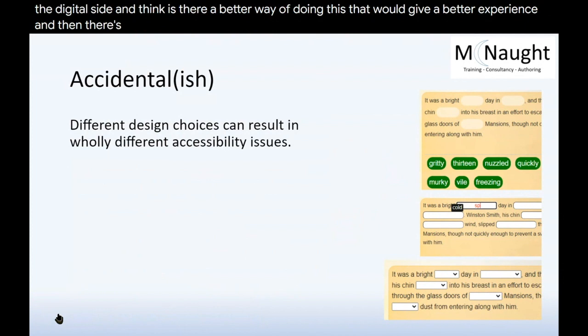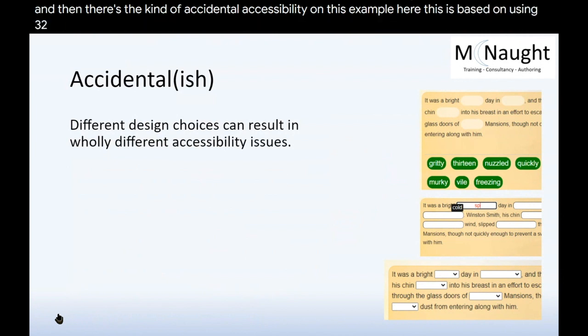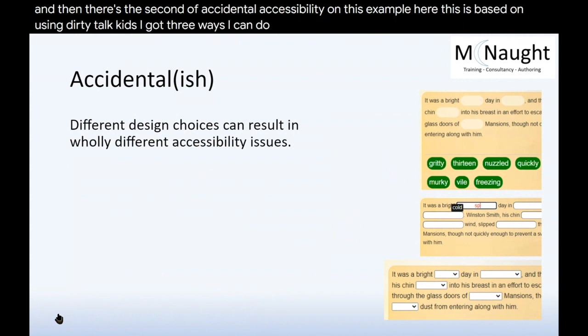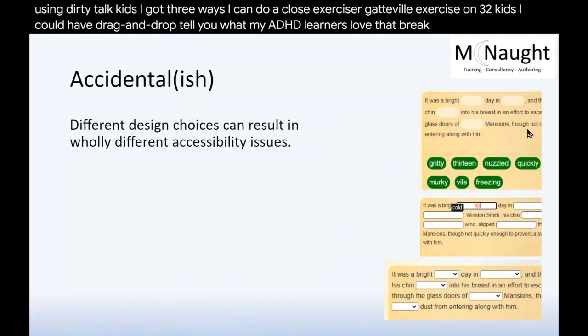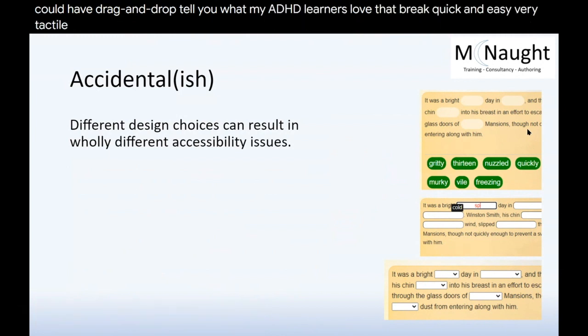And then there's the kind of accidental accessibility. On this example here, this is based on using Xerte toolkits. I've got 3 ways I can do a cloze exercise, a gap fill exercise, on Xerte toolkits. I could have drag and drop. I'll tell you what, my ADHD learners love that. Very quick and easy, very tactile. I tell you, it's utterly horrible for a screen reader user.